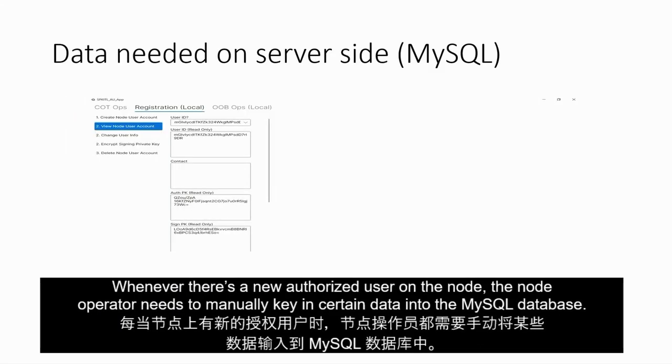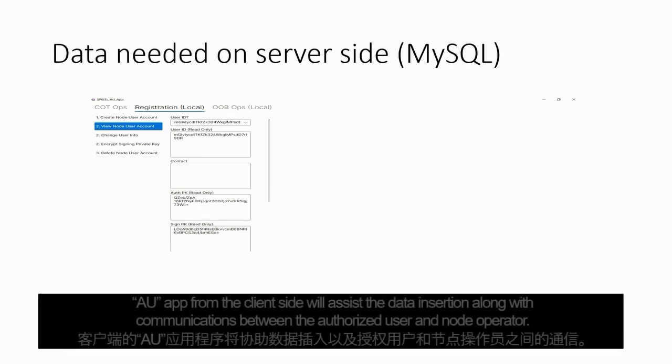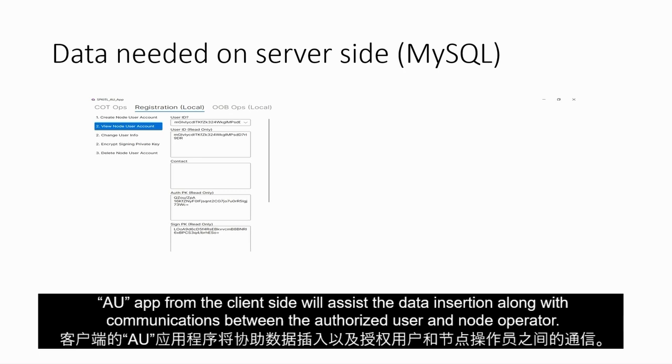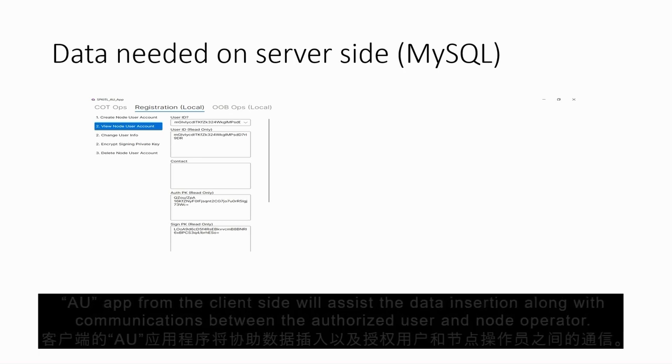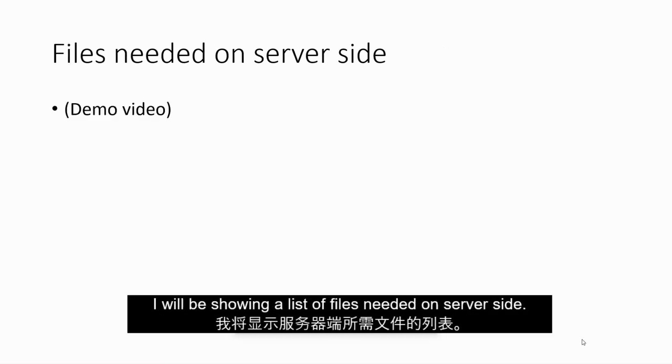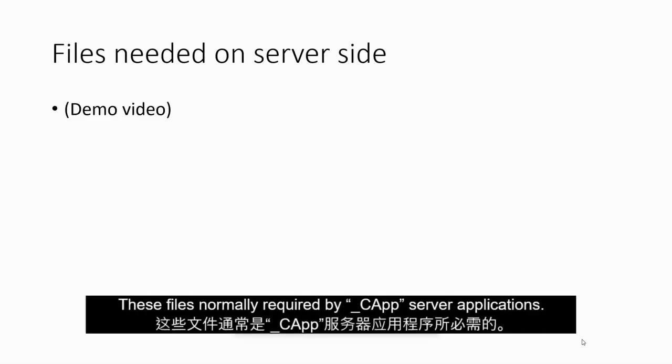Whenever there is a new authorized user on the node, the operator needs to manually key certain data into the MySQL database. The AU app from the client side will access the data insertion, along with communications between the authorized users and the node operator. I will be showing a list of files needed on the server side. These files are normally required by C app server applications.